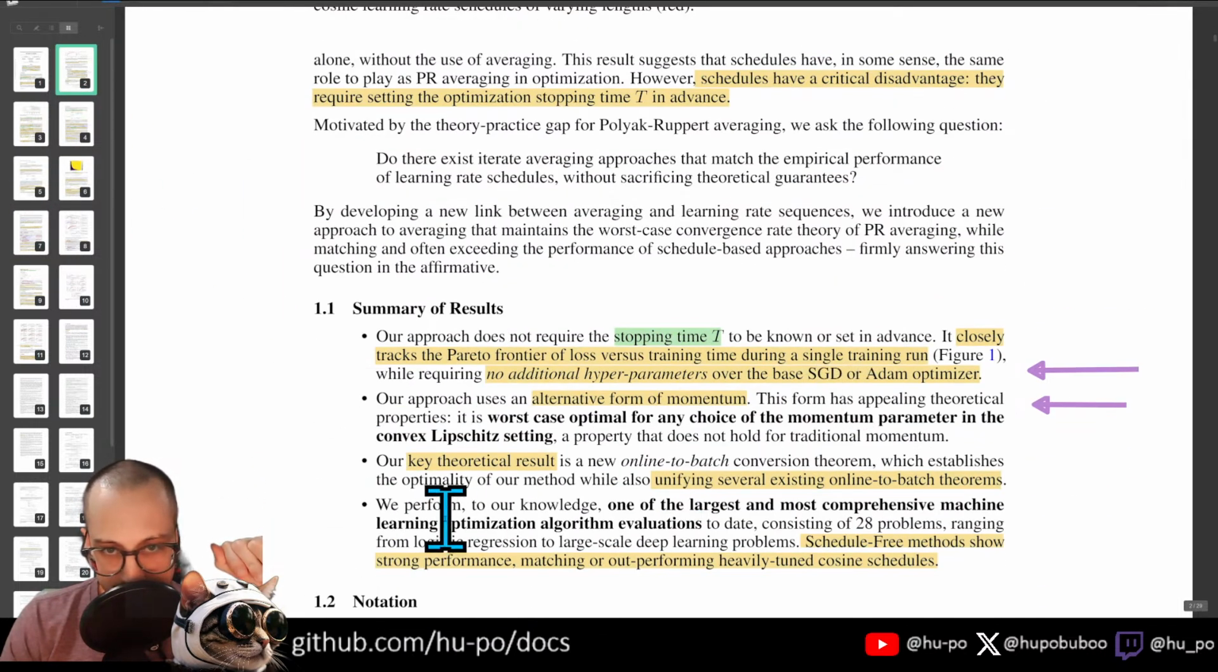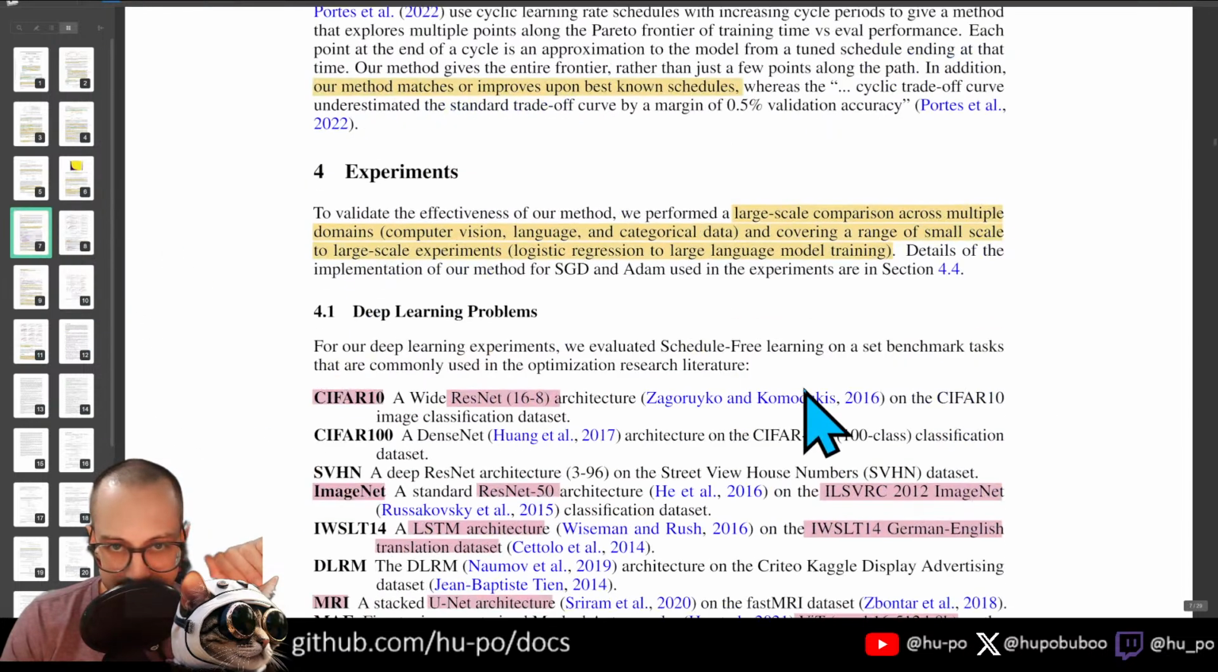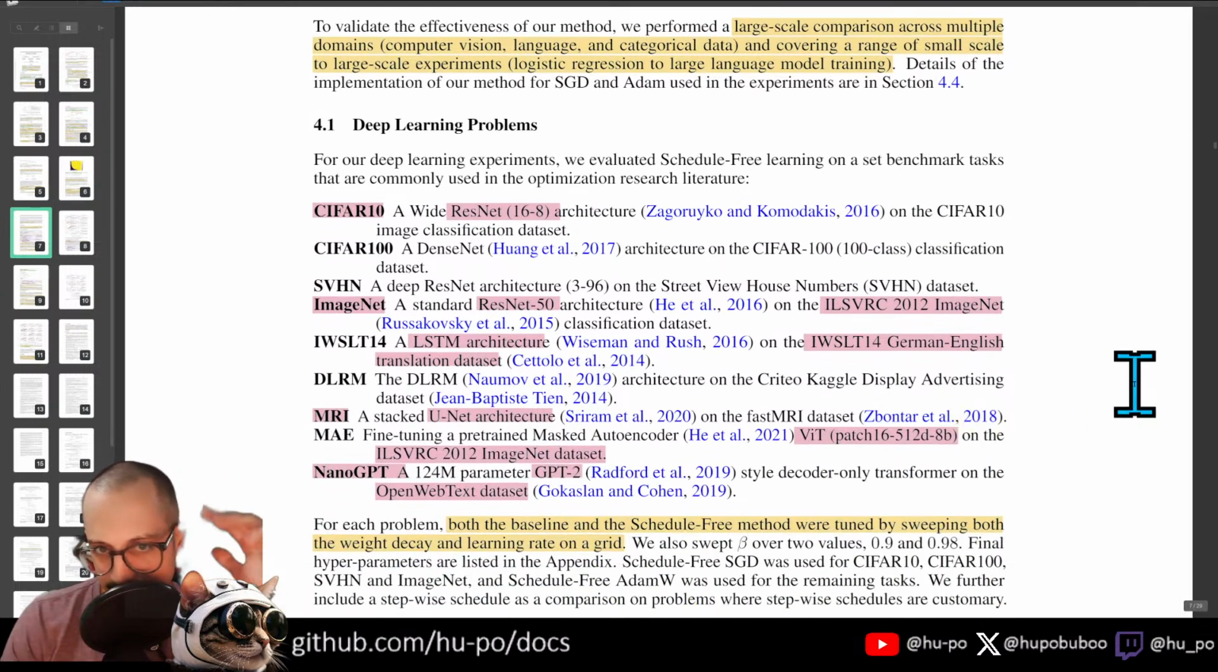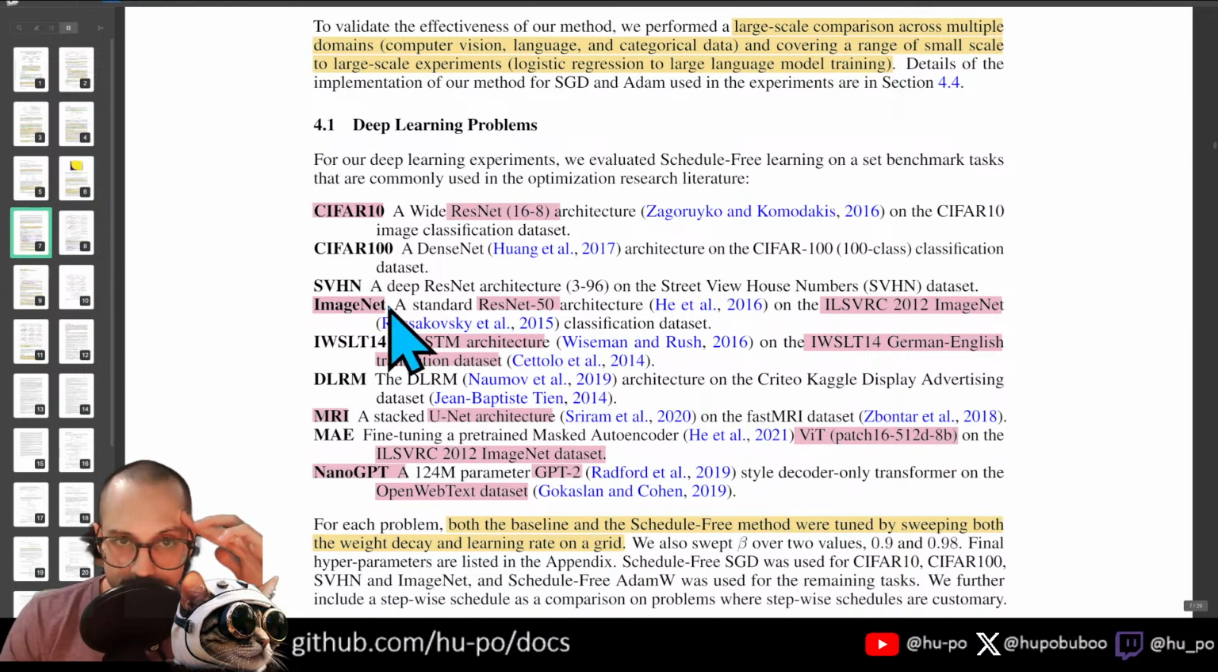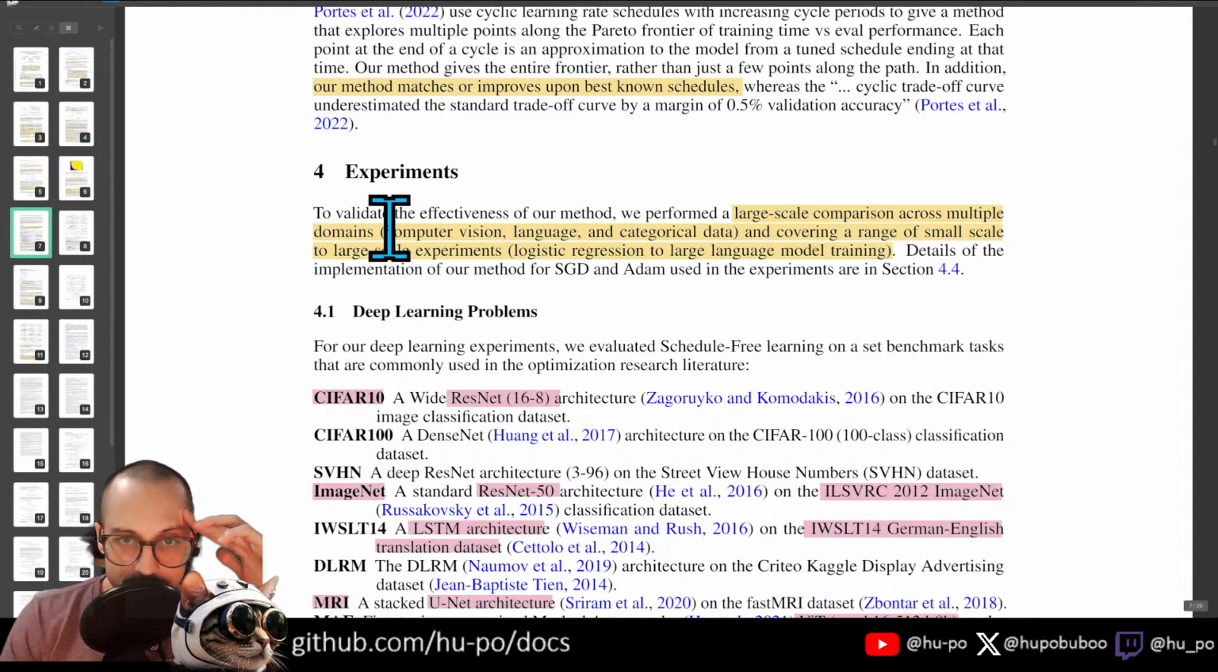And they call it out here, one of the largest and most comprehensive machine learning evaluations. So they're going to show you experimentally why their method is the best. Okay, so a large-scale comparison across multiple domains, covering a range of small-scale and large-scale experiments. So they've got CIFAR-10 with a ResNet. Okay.